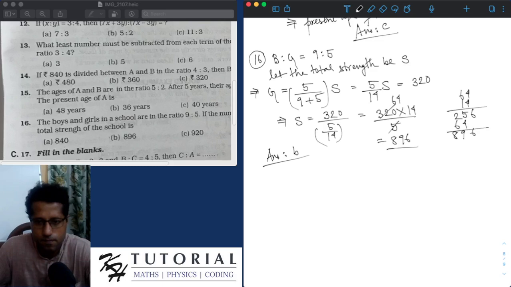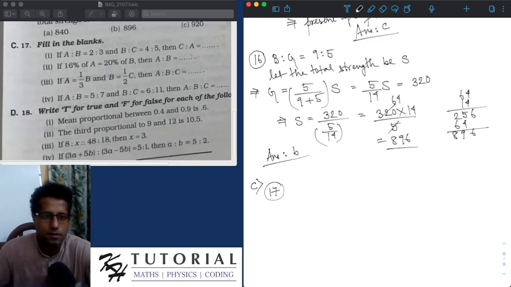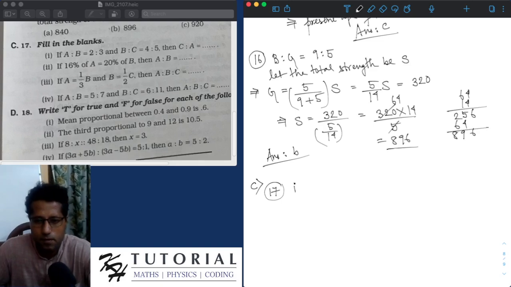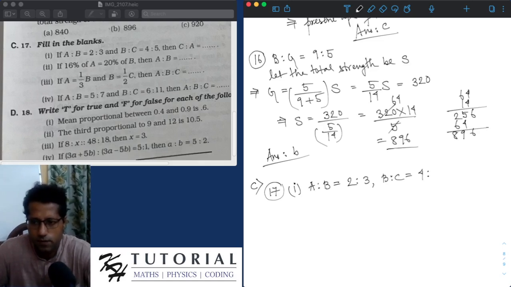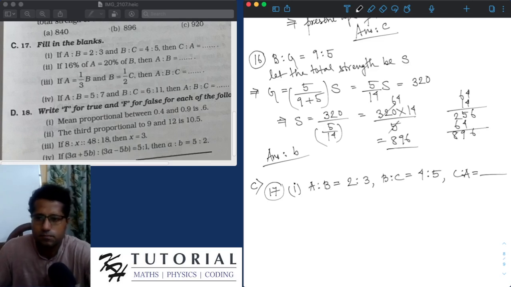Section C, problem number 17. Fill in the blanks. It has 4 parts. It is saying that if A is to B is given to be 2:3, and B is to C is given as 4:5, then it is asking C is to A. C is to A we have to find.